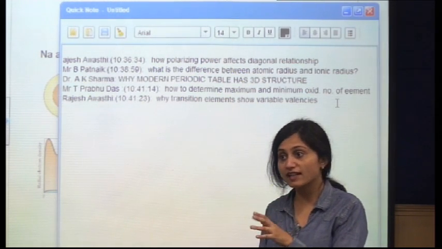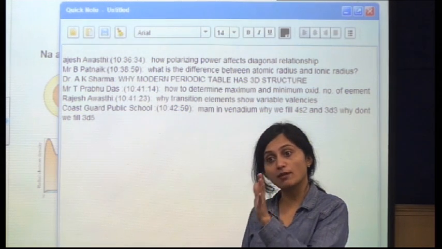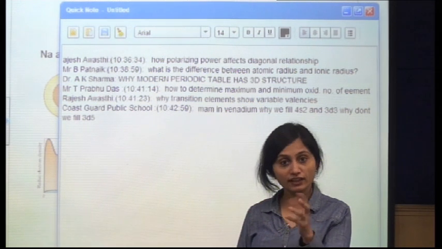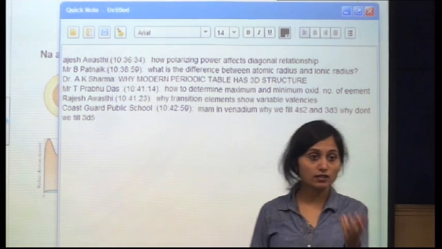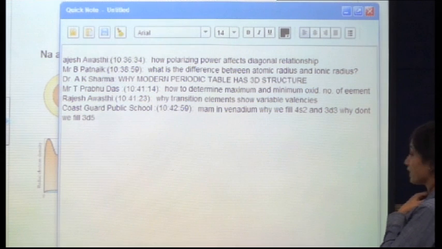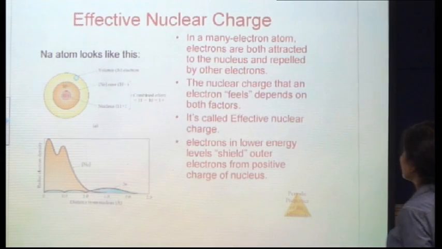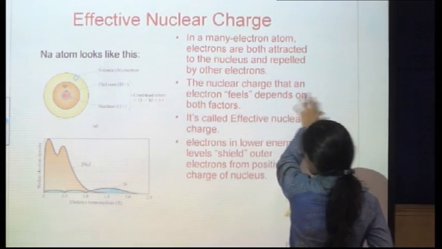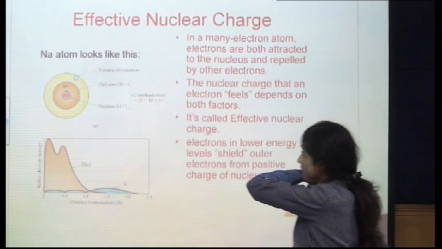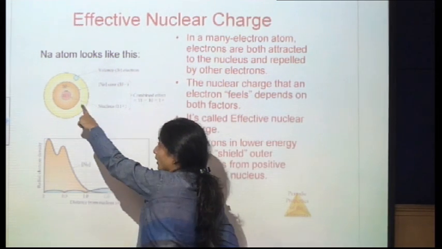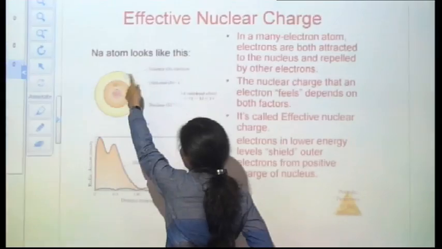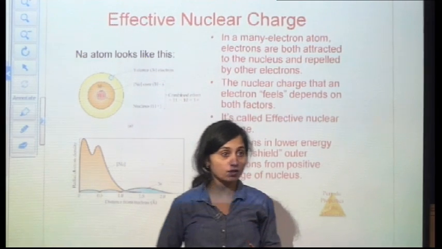So because of that, the effective nuclear charge can be reduced compared to the actual nuclear charge. You getting the point? The effective nuclear charge will be different from the actual nuclear charge, because the electron will now face a different kind of behavior. Here, the nuclear charge felt depends on how the electron feels, depends on both factors. That's what it's showing: you have the nucleus here, then the inner shell electrons, and then the valence electrons getting filled outside. Precisely what I am talking about.